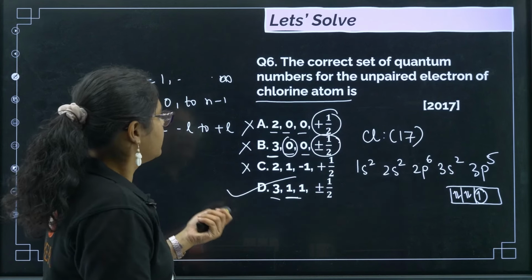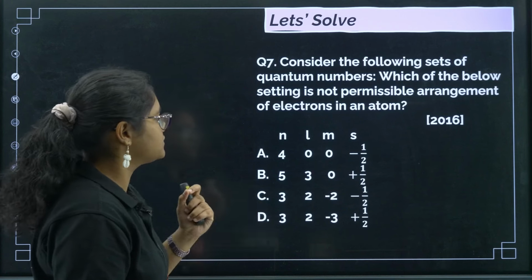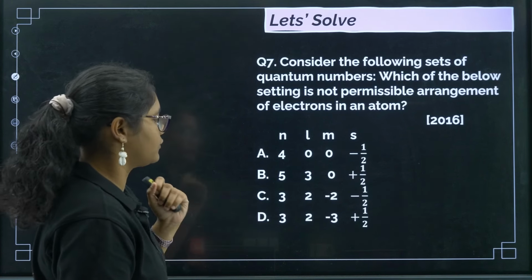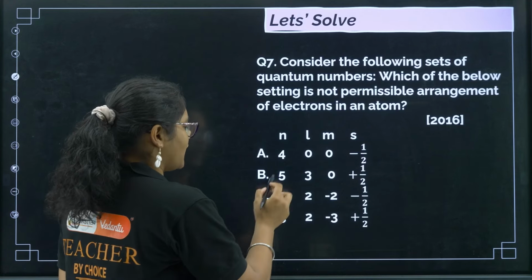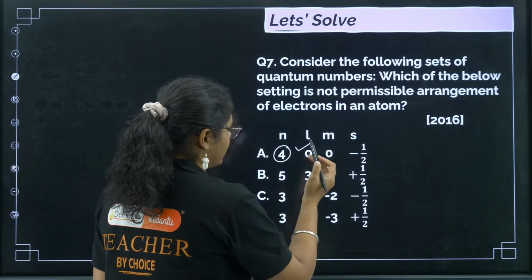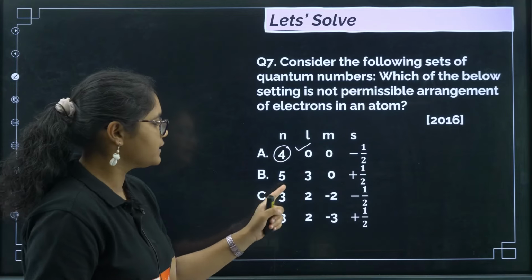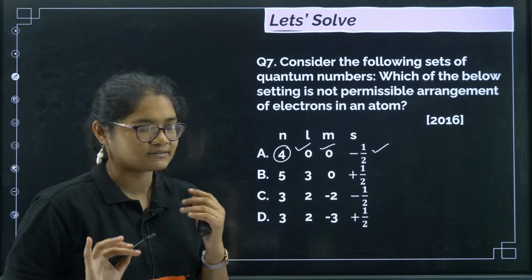Okay. Next, question number 7. Consider the following sets of quantum numbers. Which of the following is not a permissible arrangement of electrons? Okay, which is not permissible, you need to think. If n value is 4, then L value can be 0, that is correct. ML value can be 0, that is also correct. This can be minus half, that is correct.